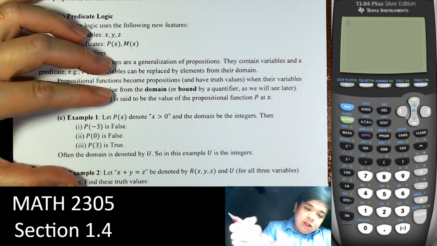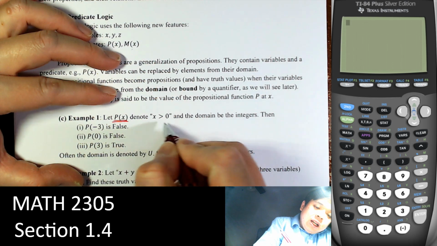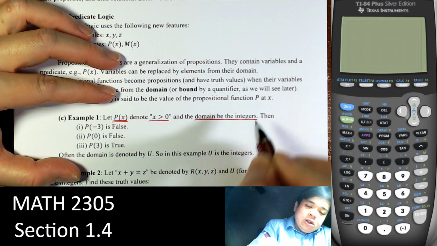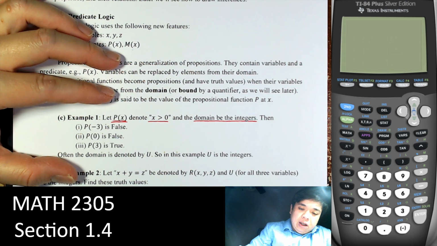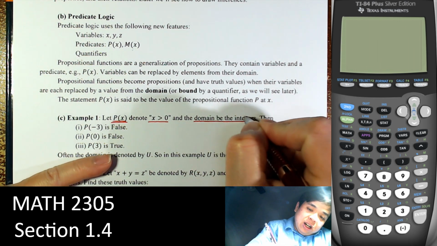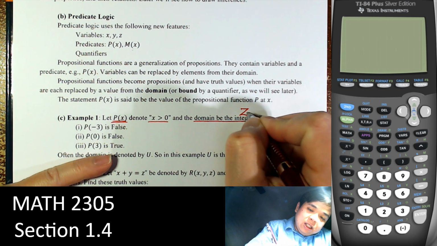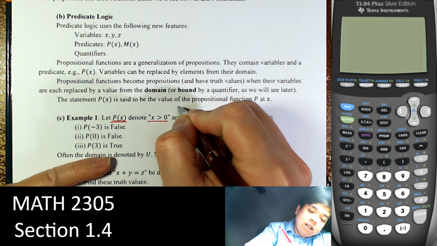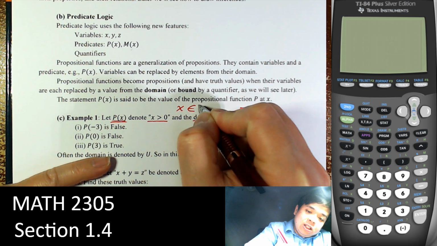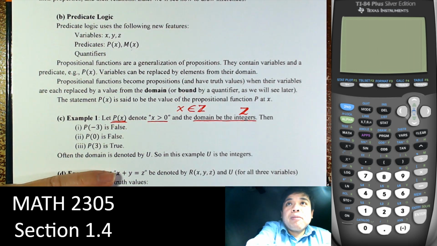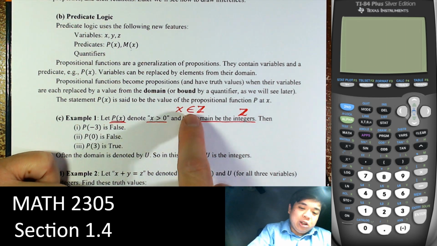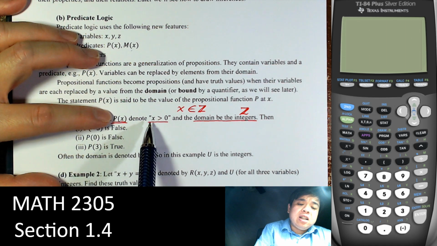So here's an example. If we say P of x denotes x greater than 0 and the domain is the integers. By the way, in set theory the integers are denoted by boldface Z, and if we say x is an integer, we simply say x is in the set of integers. We study set theory after this chapter, so it's kind of backward, but we can write it like that. Anyway, P of x denotes x greater than 0.